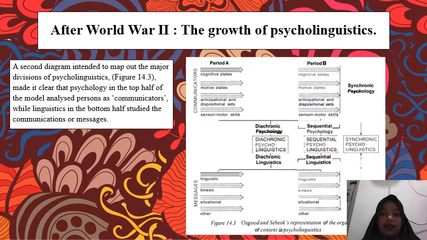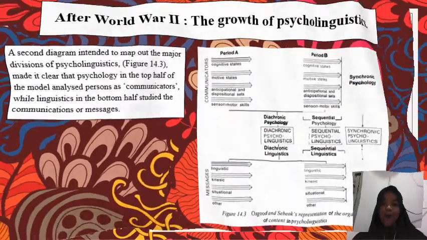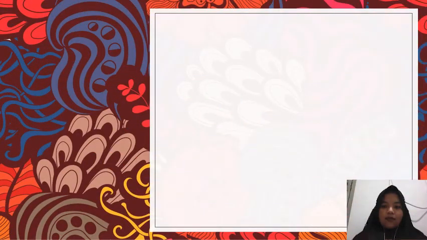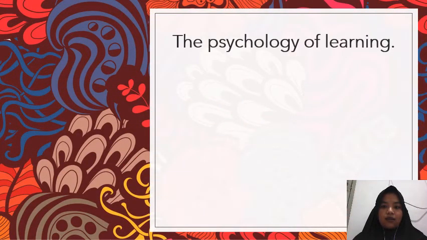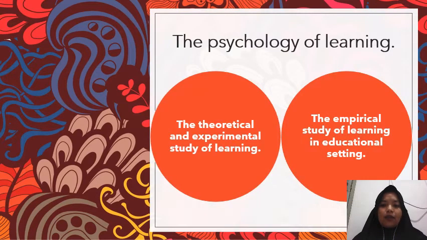Okay, next. The next is about the psychology of learning. There are two types of psychology of learning. The first is the theoretical and experimental study of learning. The second is the empirical study of learning in educational settings.